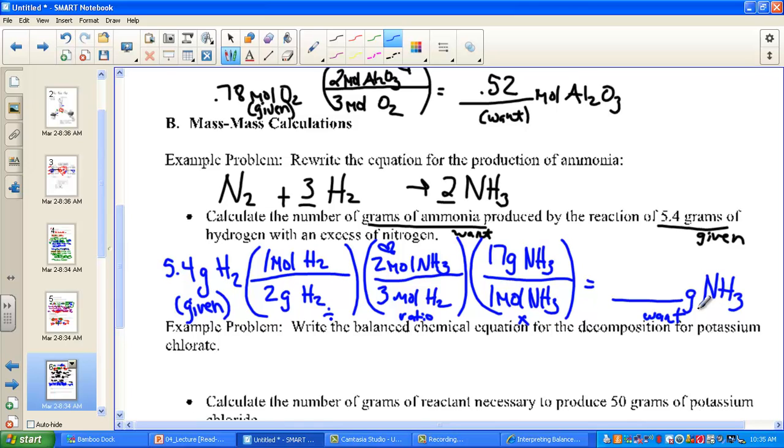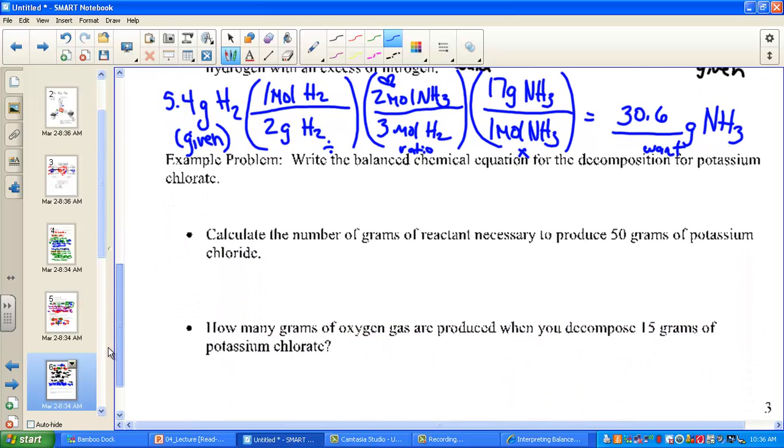5.4 times the ratio of 1 over 2 times the ratio of 2 over 3 times the ratio of 17 over 1. And I found 30.6 grams. Let me hit again just to verify. 5.4 divided by 2 times 2/3 times 17. Yep, 30.6. Got it twice. We did our first mass problem, moving from a gram to a gram. 3 steps of stoichiometry.